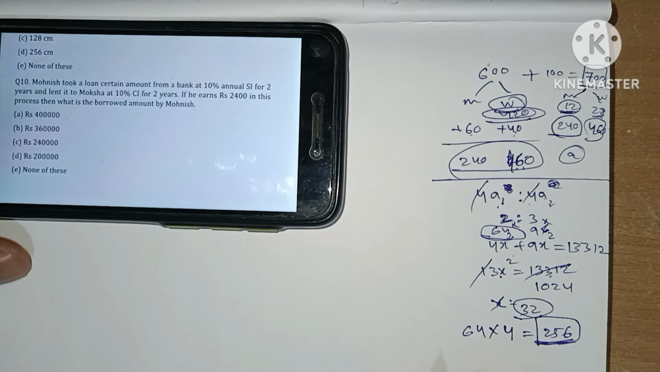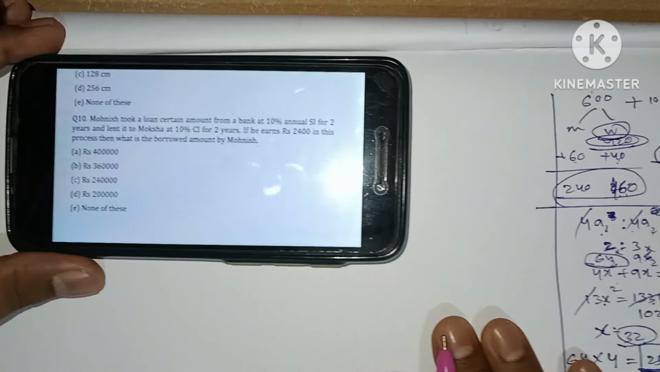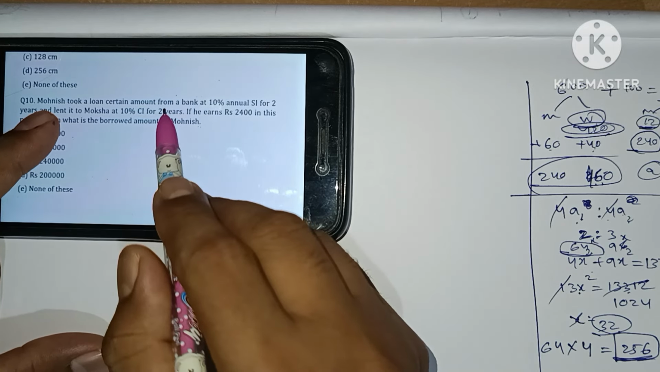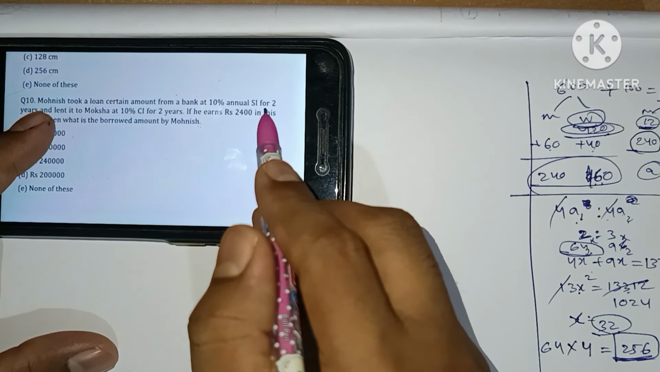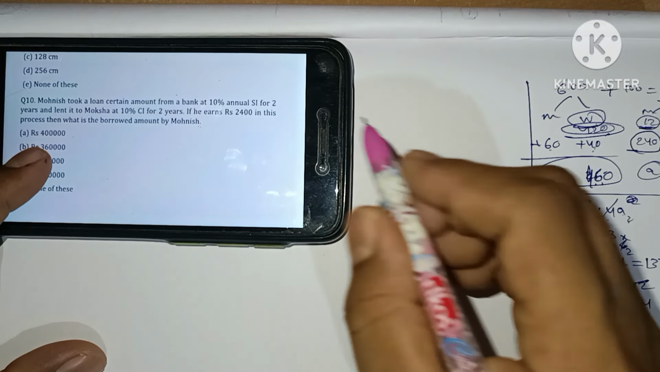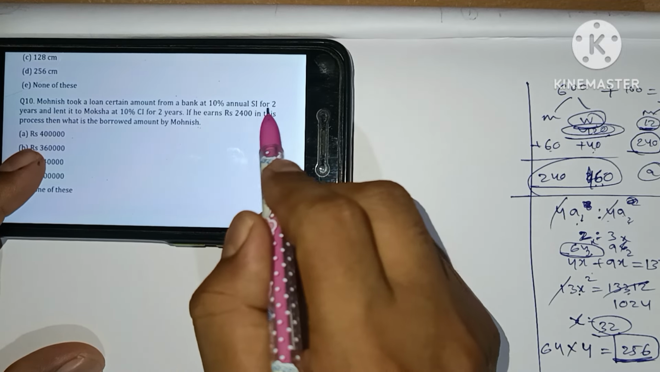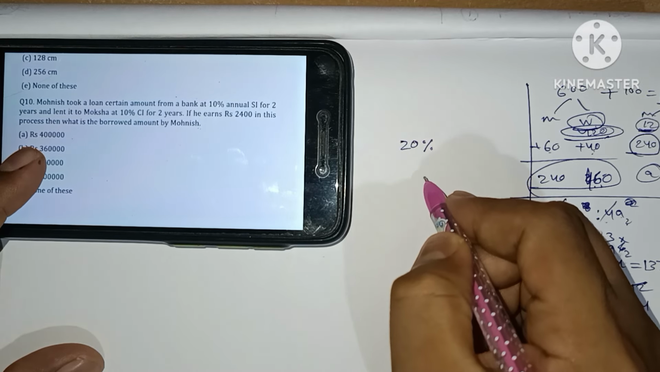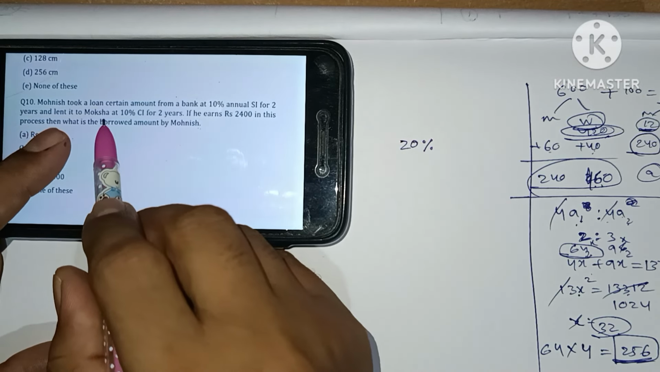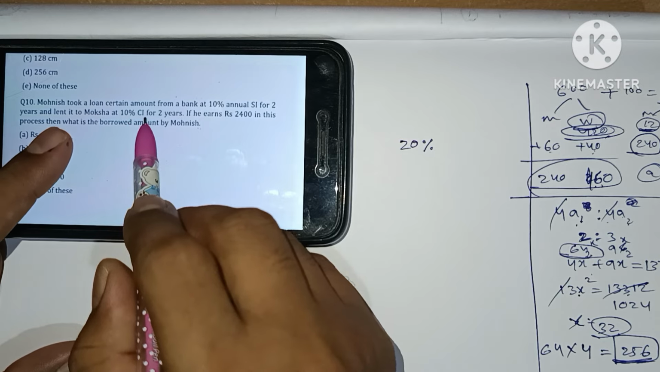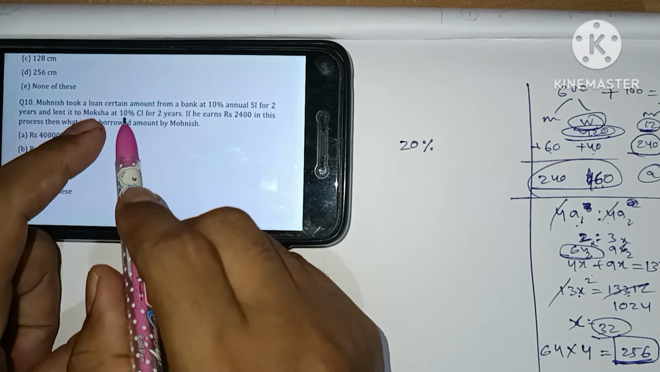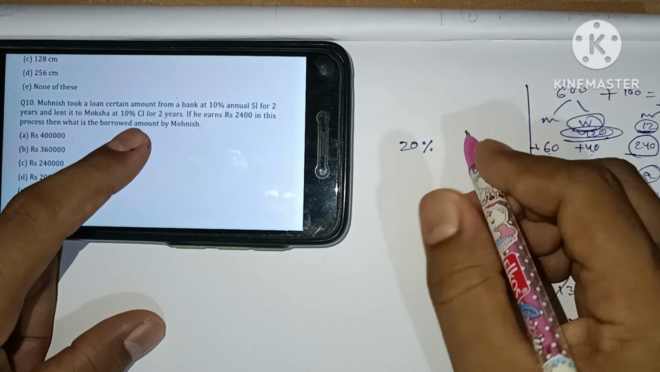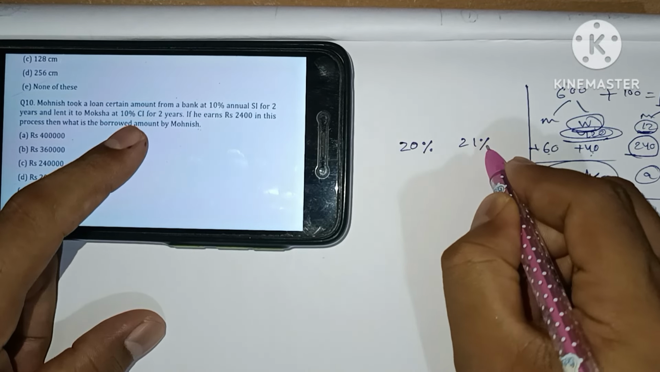Next, question number 10. Monish took a loan of a certain amount from a bank at 10% annual simple interest for 2 years. So 10% simple interest for 2 years means the total rate of percentage will be 20%, and lent it to Moksha at 10% compound interest for 2 years. So here 10% compound interest for 2 years means the total rate will be 21%.